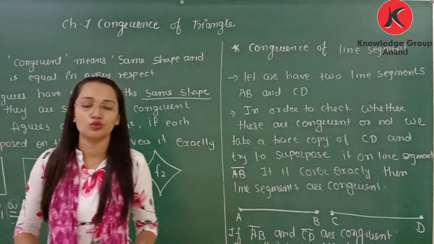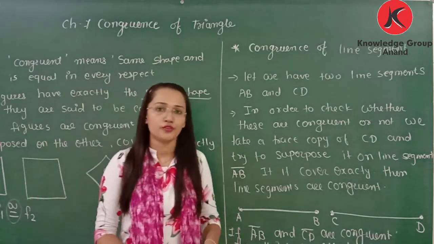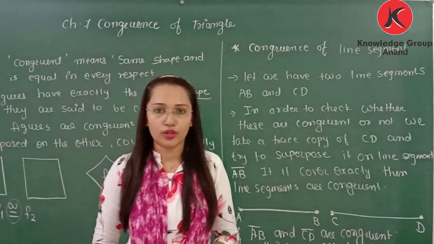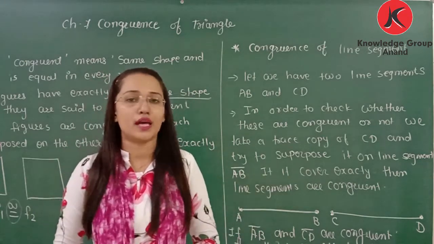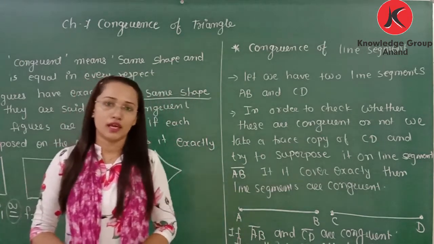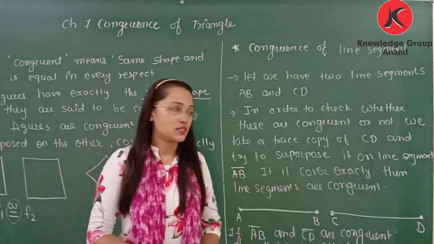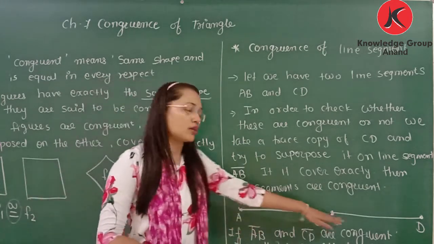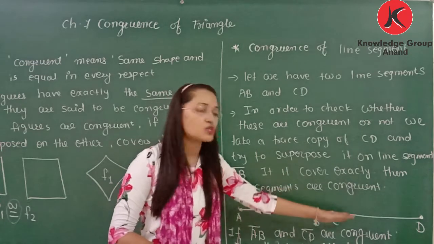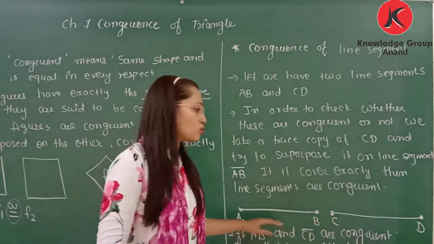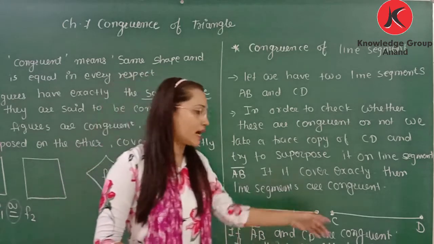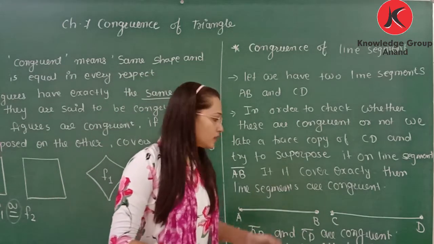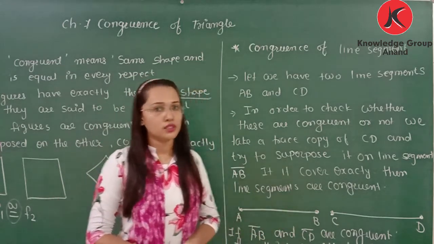So you need to remember these two statements. If two line segments are congruent, then they are of equal length, and if two line segments are of equal length, then they are called congruent lines. It is not necessary that both are horizontal. If CD is vertical, then they are also called congruent objects, because the measurements of the lines are the same. That's why these two lines are called congruent lines.